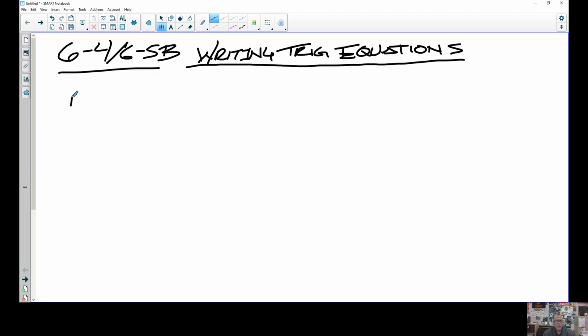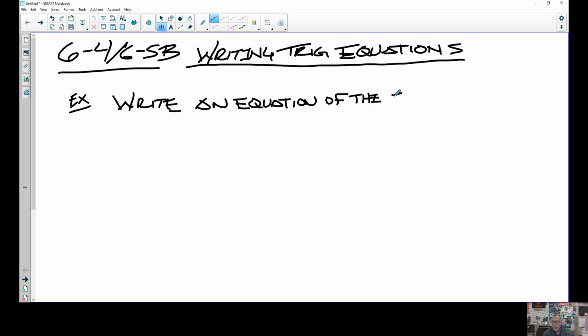It will give you something like this, where it says write an equation of the specified function. All right, so let's look at what they could give us.